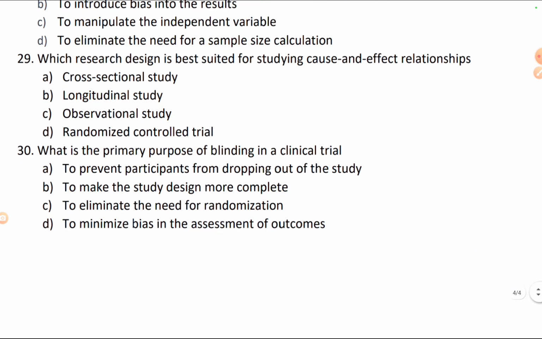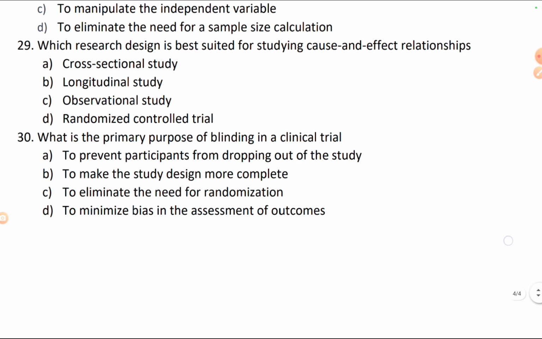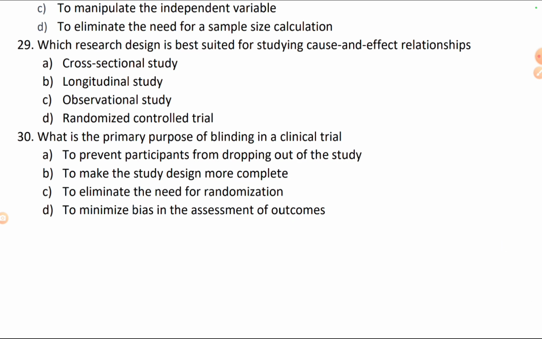MCQ number 29. Which research design is best suited for studying cause and effect relationships? Option A, cross-sectional study. Option B, longitudinal study. Option C, observational study. Option D, randomized controlled trial. The answer is option D, randomized controlled trial.